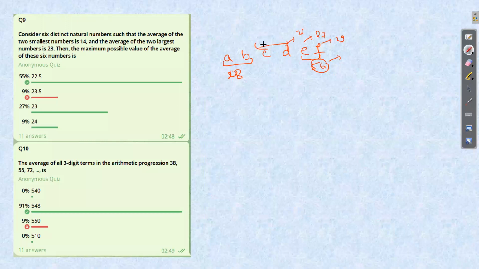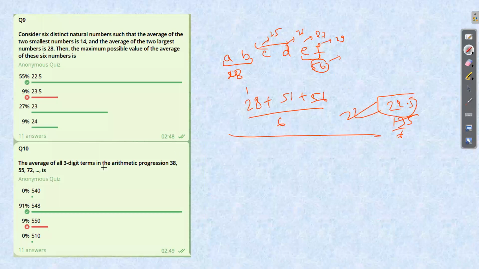We'll take this to 26. We'll take this to 25. The total number here is 6. Let's add them up. 6 plus 7 is 13, plus 7 is 20, plus 8 is 28, plus 15, and so on, 135 by 6. The average will be 22.5. So that's it. The last one now.